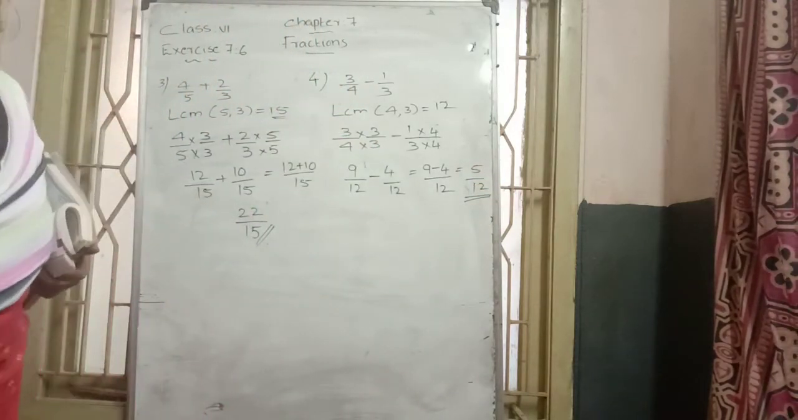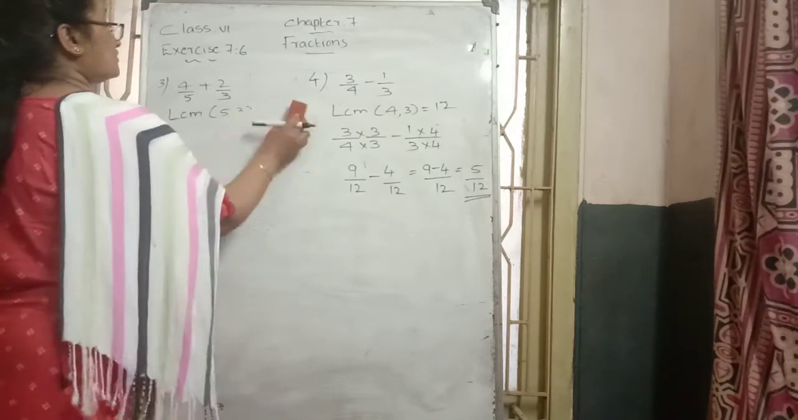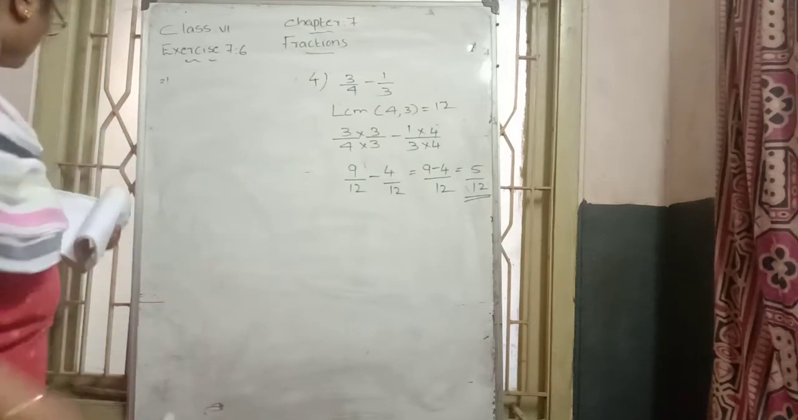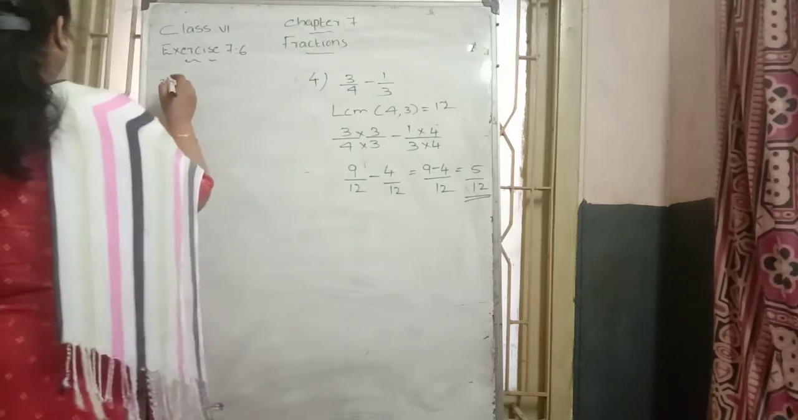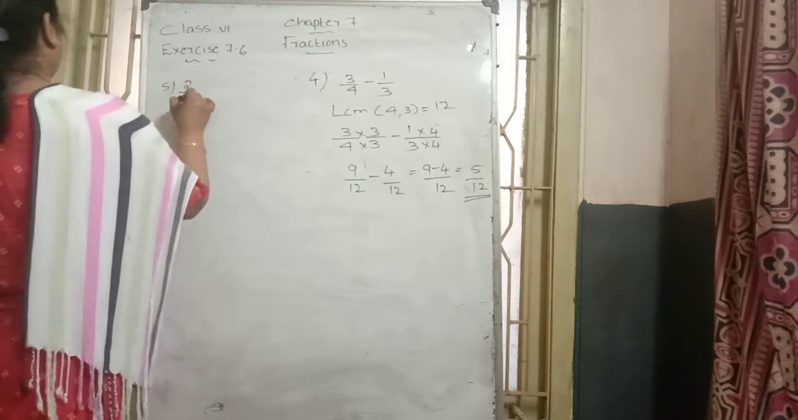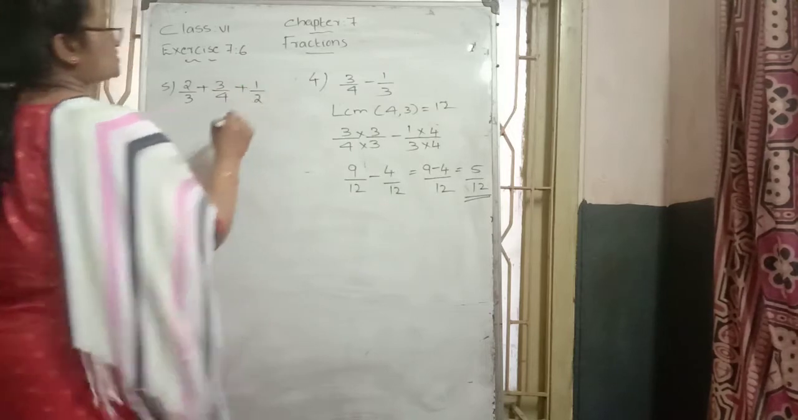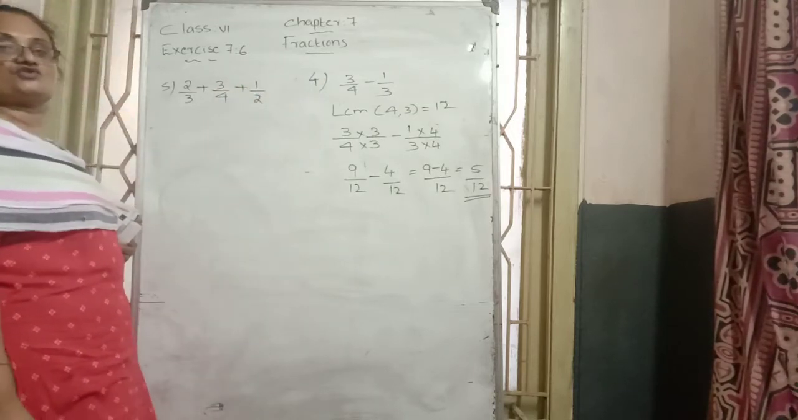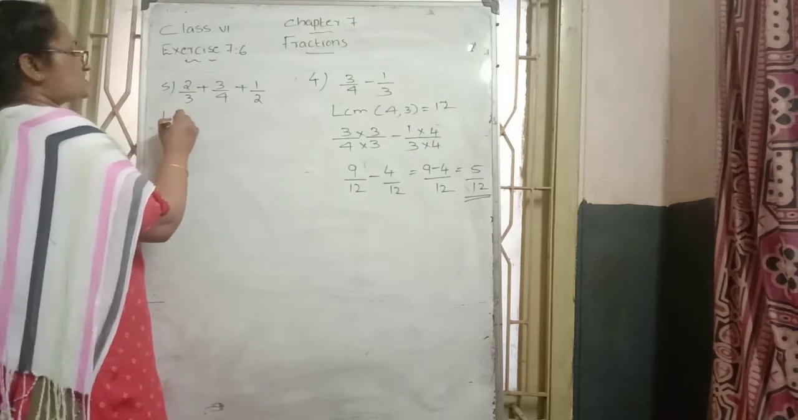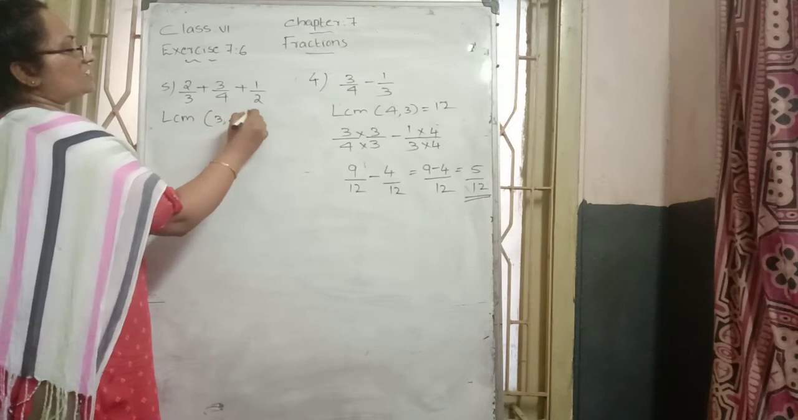I hope you can understand how to add and how to subtract. Suppose 3 numbers are given, how to do addition and subtraction? Like this type of question. Here, fifth question: 2 by 3 plus 3 by 4 plus 1 by 2. 3 numbers, while the previous questions had 2 numbers only. Here 3 numbers, the same process only. First of all we take the LCM. What are the denominators? 3, 4, 2.